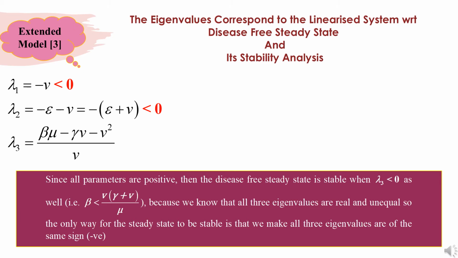Since all the parameters are positive, the disease-free steady state is stable when eigenvalue 3 is less than 0 as well. Because we know that all three eigenvalues are real and unequal, the only way for the steady state to be stable is for all three eigenvalues to be of the same sign, which is negative.